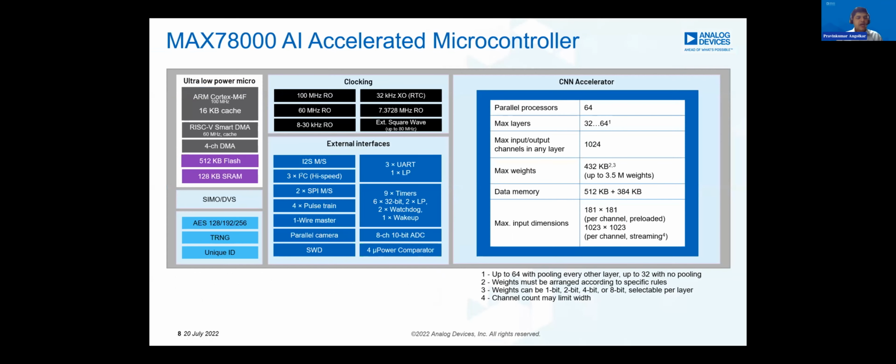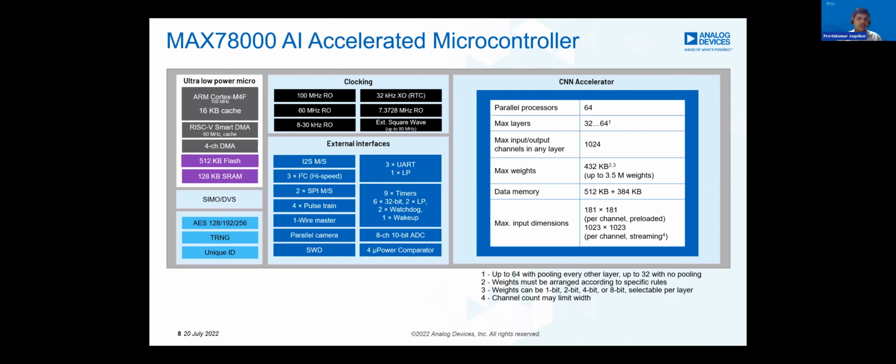So let's take a look at the MAX78000 AI accelerated microcontroller block diagram. Here on the left-hand side, you have the ultra low power microcontroller, which is an ARM Cortex M4F running at 100 megahertz, and a RISC-V core running at 60 megahertz. These are primarily used for system management and data movement in and out of this chip. It has fairly large memory, 512 kilobytes flash, 128 kilobytes RAM, a very rich set of peripherals for external I/O interfacing, and we do have PDM and I2S interfaces on this chip.